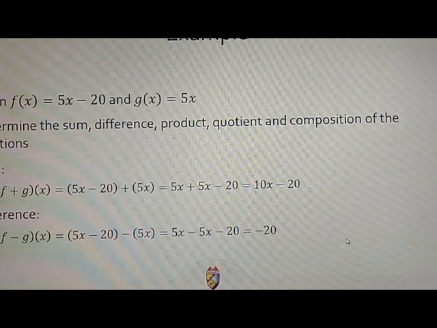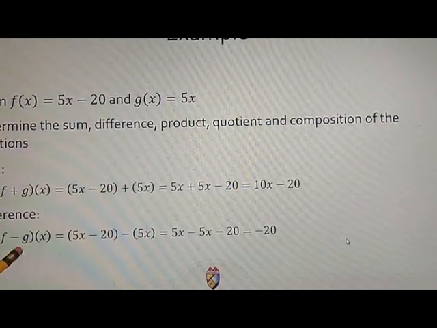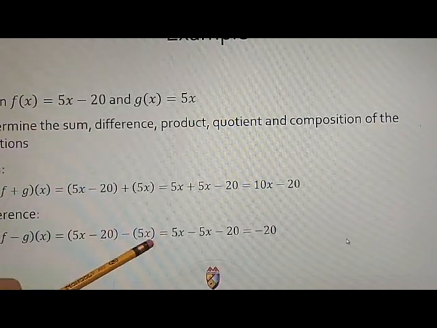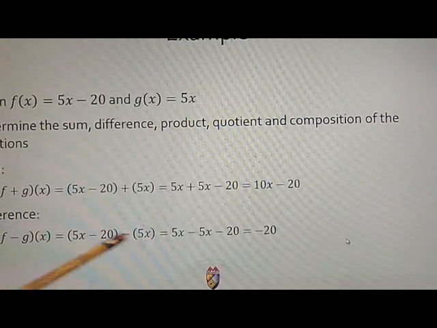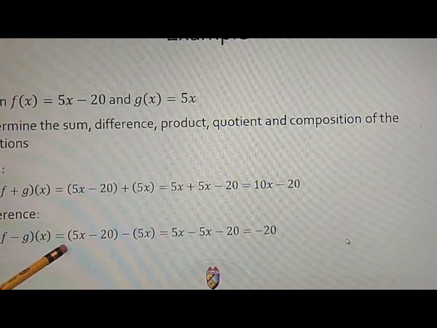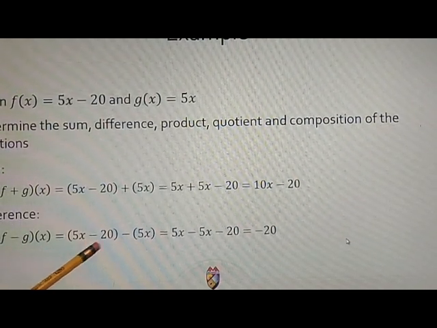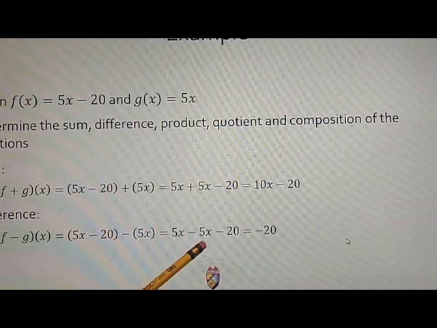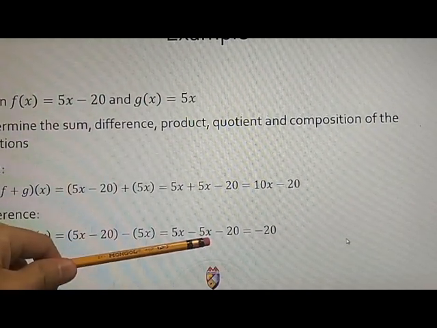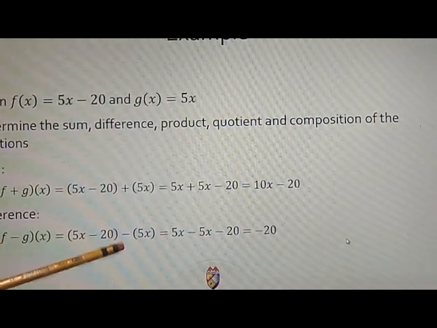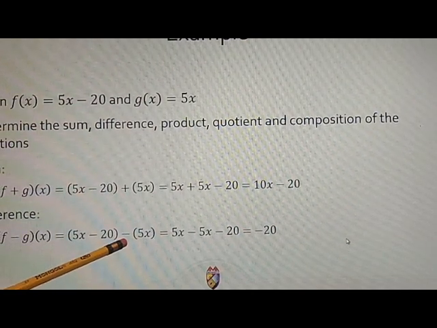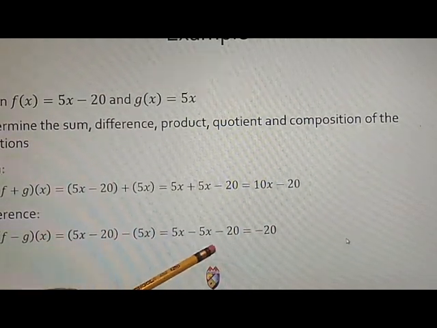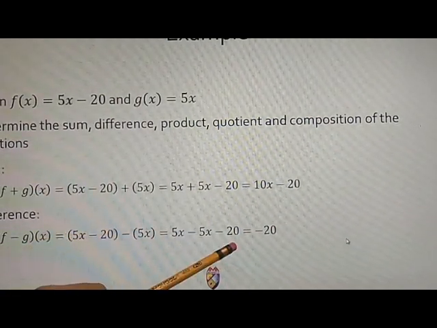Okay, so for the difference, we have f minus g of x. So that is equal to the value of f of x minus the value of g of x. Okay, so that is f minus g of x is equal to the quantity 5x minus 20 minus 5x. Okay, so that is equal to 5x minus 5x. Okay, so paano siya naging negative 5x or paano siya naging minus 5x? So, since difference tayo, so magiging negative yung 5x here. Kaya siya 5x minus 5x, then kopya yung minus 20.